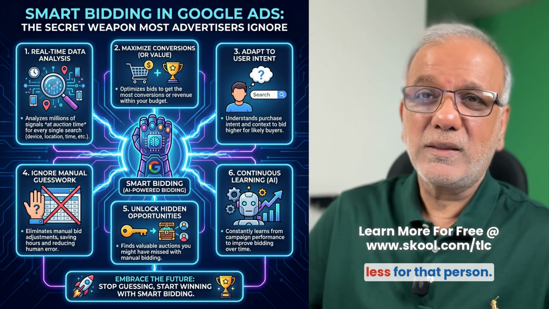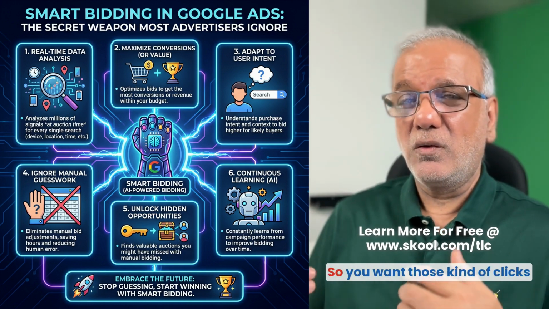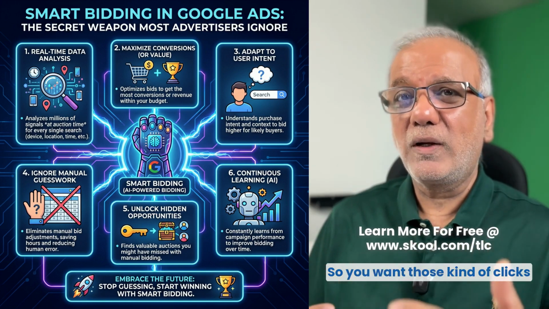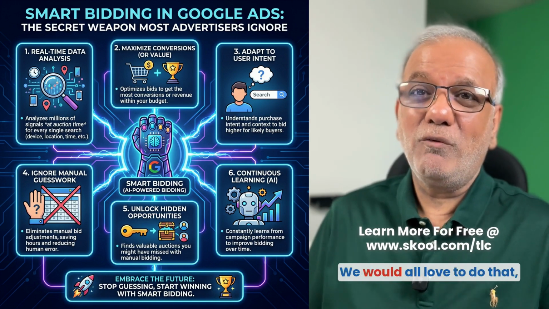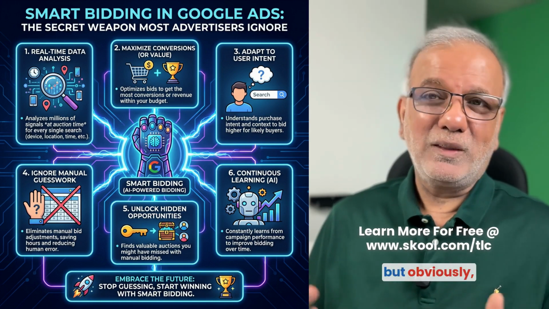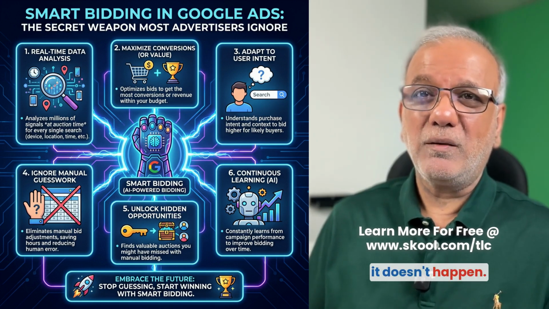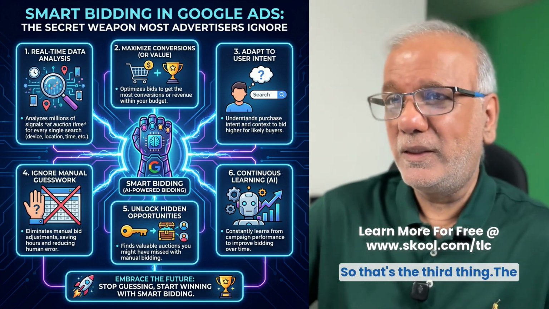So they're going to bid less for that person. So you want those kind of clicks where the conversions happen pretty much straight away. We would all love to do that, but obviously in the real world, it doesn't happen. So that's the third thing.